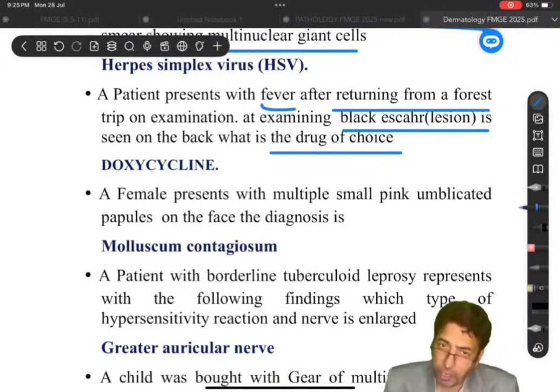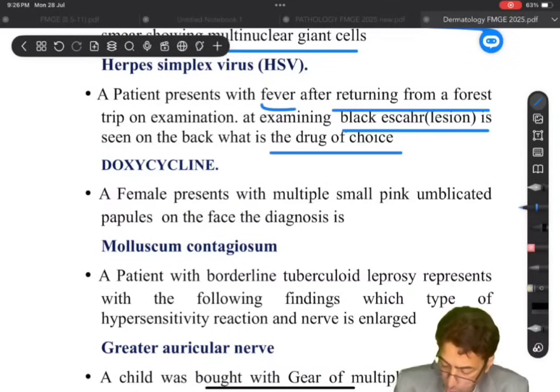So you have to remember the disease, the history, the causative organism, and the drug responsible for treating this disease. Multiple drugs, but the drug of choice happens to be doxycycline.